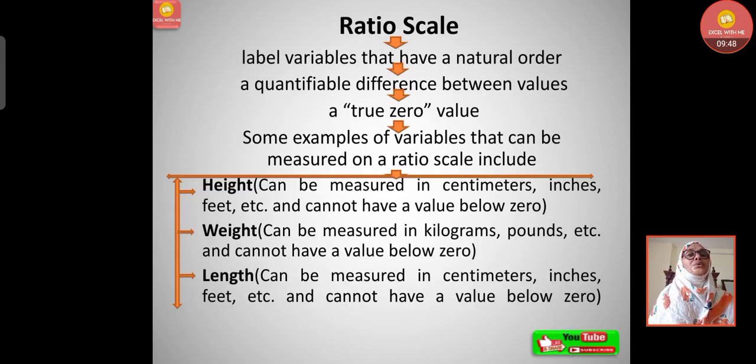Now the last one, the fourth one, ratio scale. It labels variables that have a natural order, a quantifiable difference between values, and a true zero value. Some examples of variables that can be measured on a ratio scale include height, that can be measured in centimeters, inches, feet, etc., and cannot have a value below 0. Then weight obviously can be measured in kilograms, pounds, etc., and cannot have a value below 0. Then length, same way, can be measured in centimeters, inches, feet, etc., and cannot have a value below 0.